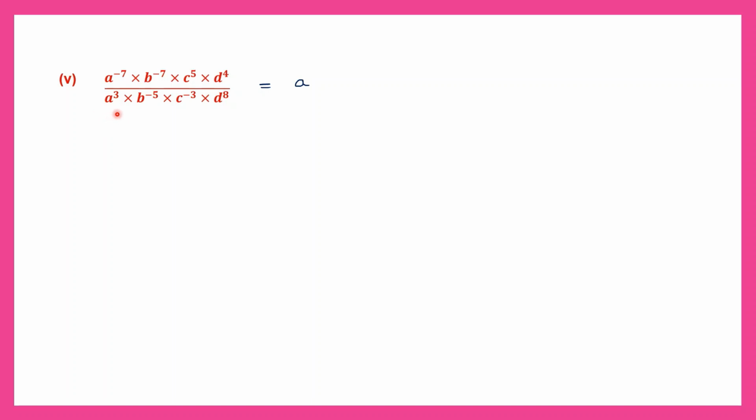When it is division, we subtract the powers. So we have minus 7 already on top. Now subtract the powers means minus 3. Now let's go to B. So let's write the letter B. And what do we have for B? In the numerator we have minus 7 divided by b to the power of minus 5. So that will be minus 7 minus minus 5. Let's write it down. Minus 7 minus minus 5. So remember, when it is division and the base is the same, you subtract the powers.